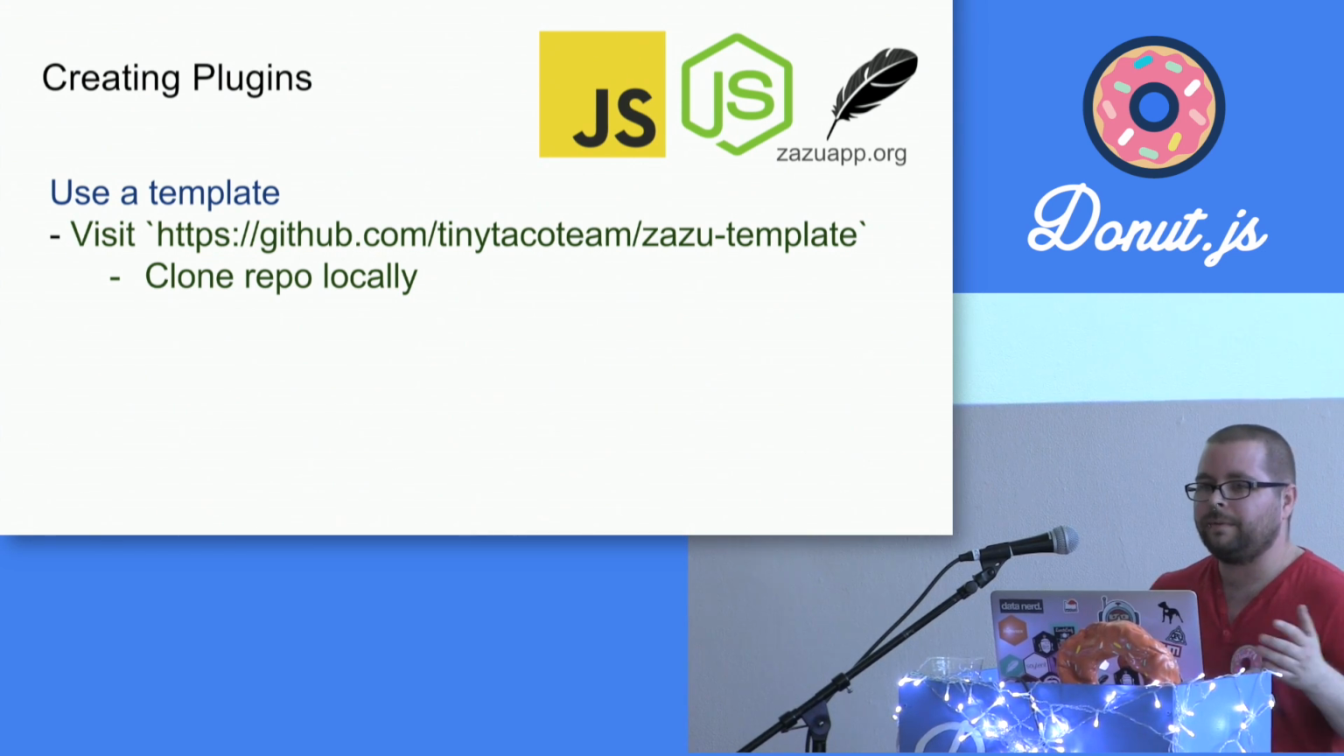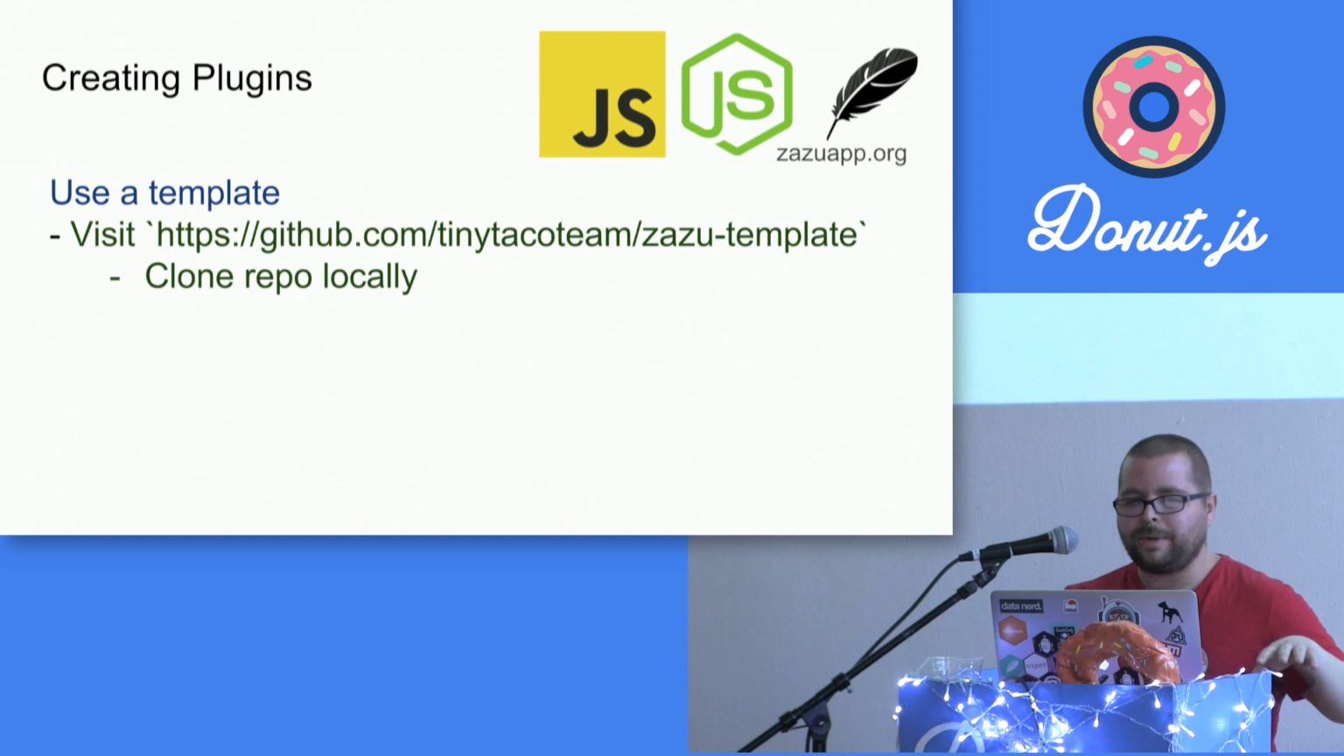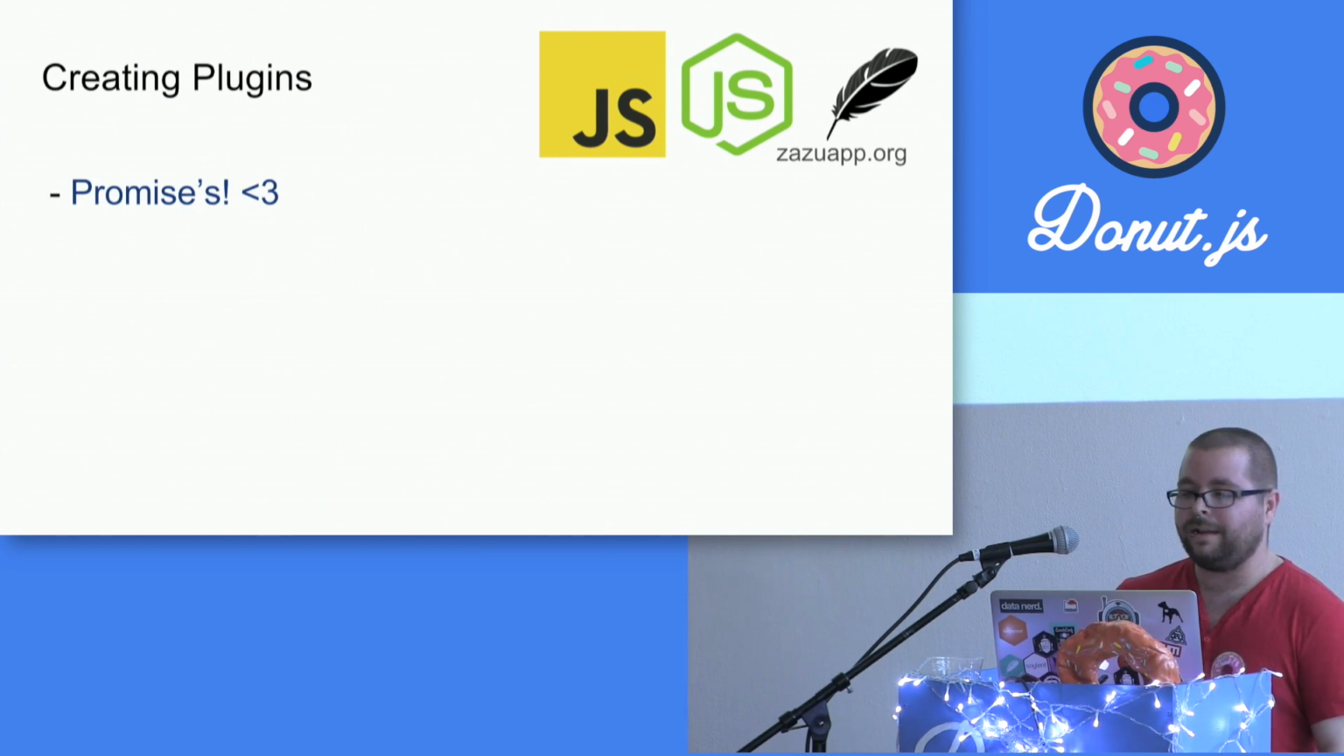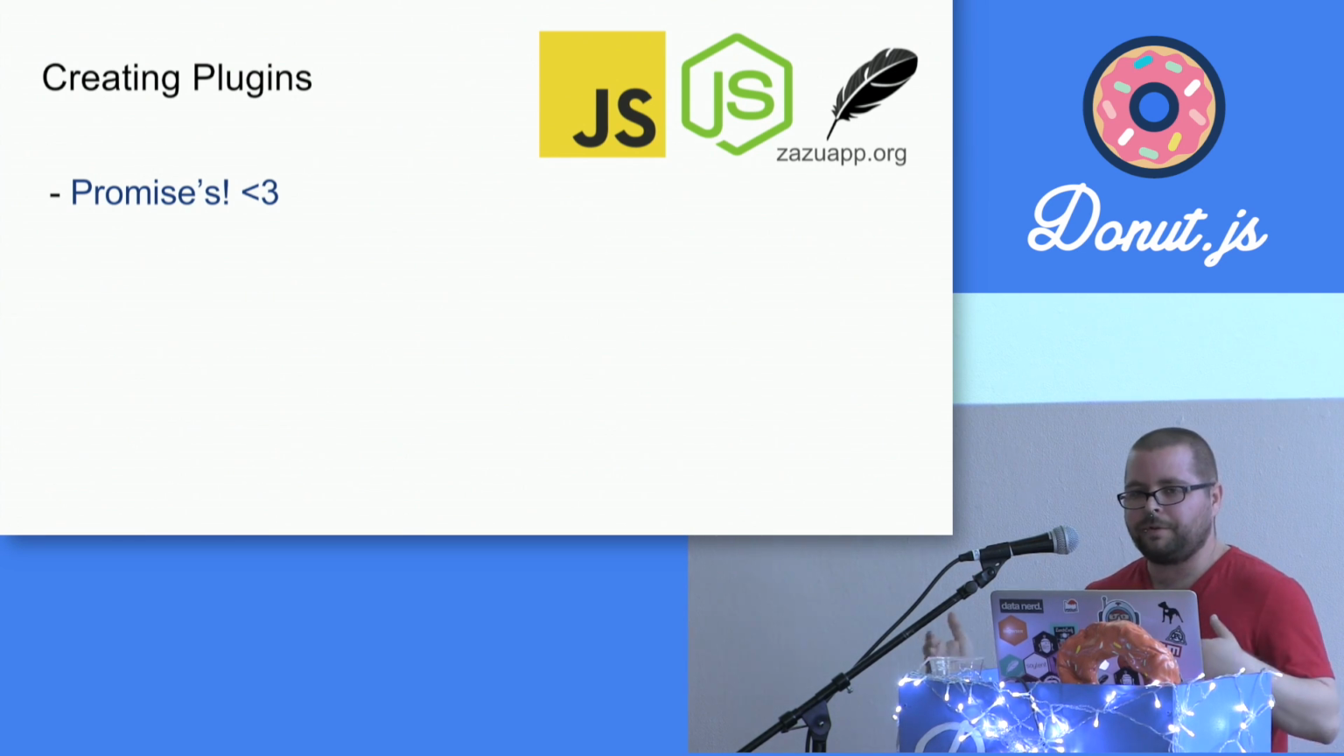So what a lot of people do, I even do this, is I just go into the template, make my plugin, then I push it to another Git repo on GitHub. And then I just download it again, which makes sense because it's just there. And like I said, it's promise-based. So everything returns a promise.